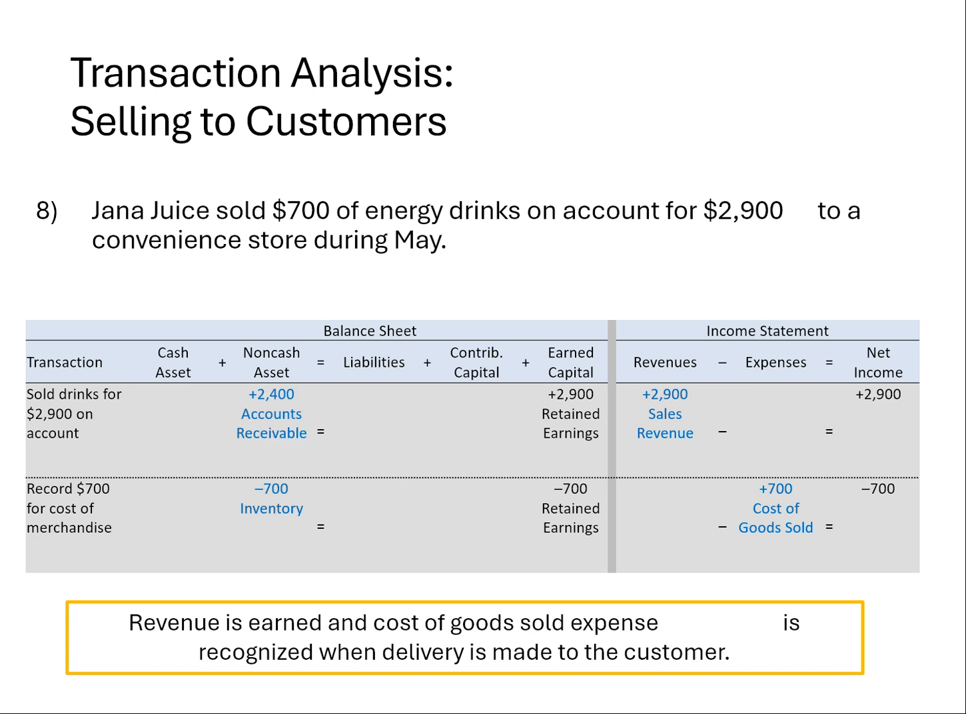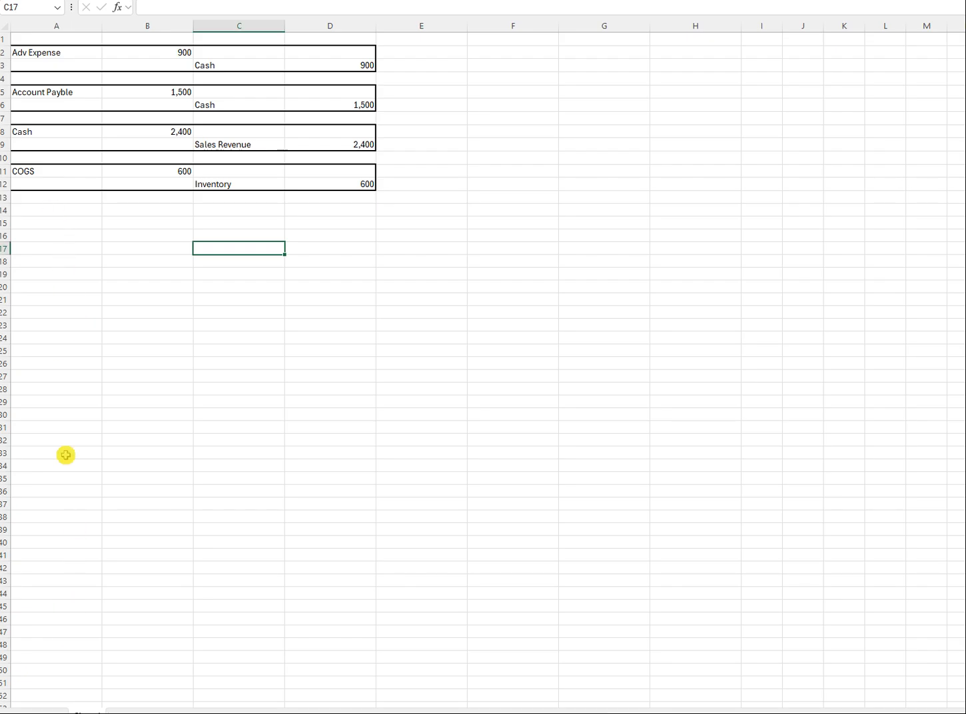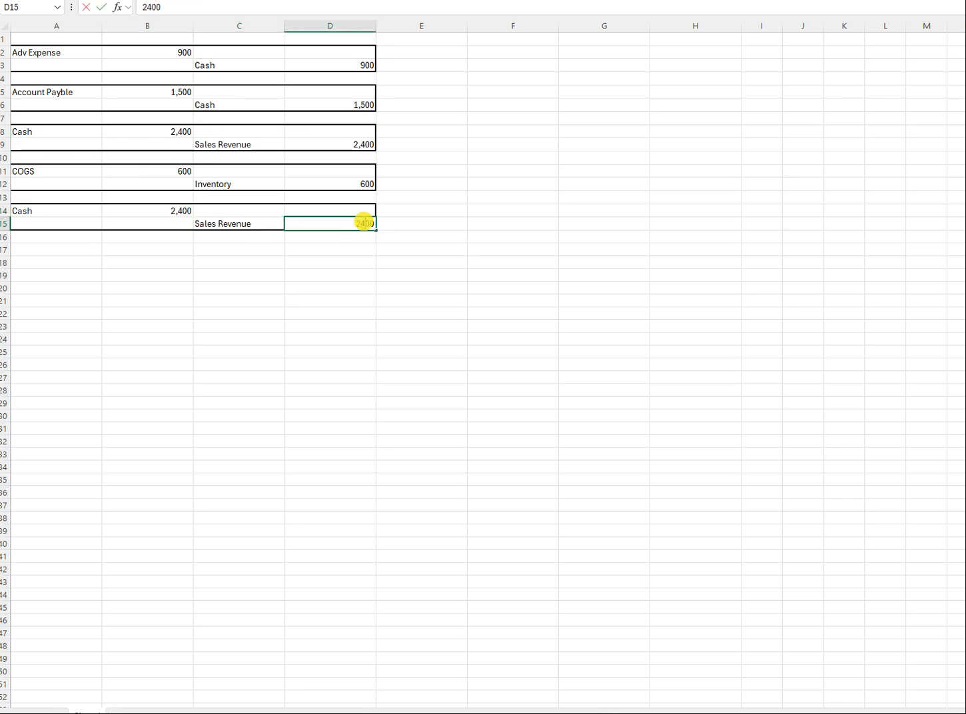Next, the company sold $700 of energy drinks on account for $2,900 to a convenience store. So this is also a sales transaction, but it's a sale on account, which means the customer has not paid yet. But the same thing: we have provided our goods, so we recognize revenue of $2,900. Yeah, I think it's a typo here. Revenue increased for the same transaction, $2,900. Now this time it's not an increase in cash, but an increase in accounts receivable.